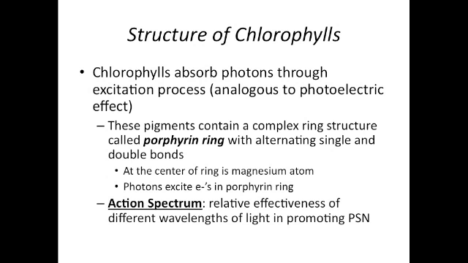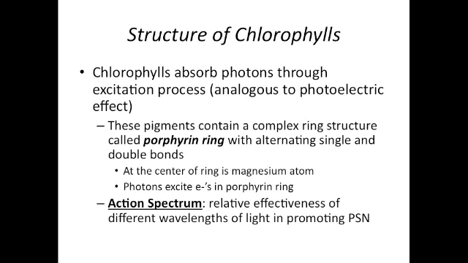I am so tired. Okay, so basically this is analogous or very similar to the photoelectric effect, where we have these pigments that contain a complex ring structure, and we call this the porphyrin ring. It's basically a ring shape with alternating single and double bonds. At the center of this ring, we have a magnesium atom. And so the photons excite electrons in this ring, and then it reaches magnesium, and then it gets really excited.